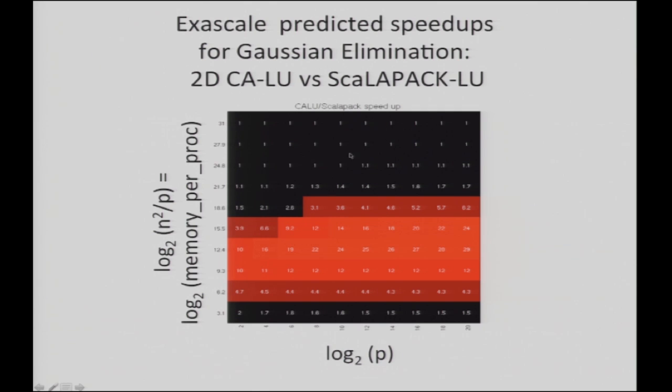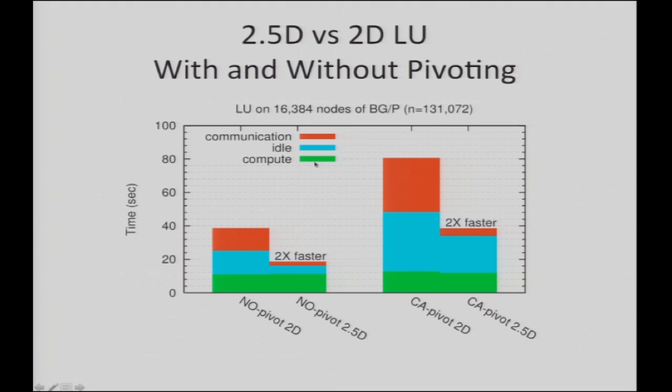Okay, now let me show you some real speedups. And again, this is measured on a BGP. I'm showing it to you without pivoting, and then with pivoting. I have two innovations here. I have better pivoting, this is the communication avoiding pivoting. And I also have the 2.5D version of it, where I do replication of the data. So I have two innovations here to show you what the speedups are.